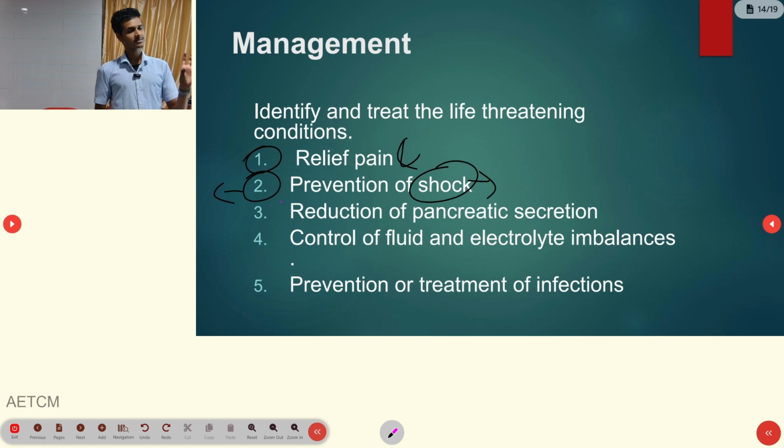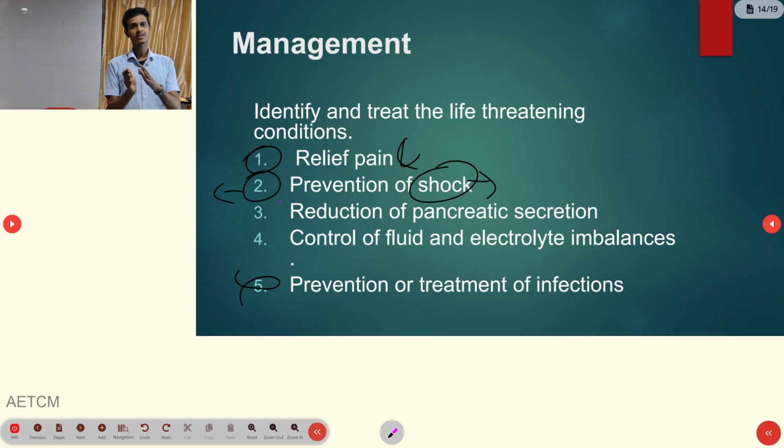And then the fourth one is control of fluid and electrolyte imbalances. For electrolyte imbalance, you have to think about the calcium level. So you should not administer more and more calcium, meaning ringer lactate and some other crystalloids. So we have to control administration. And then prevention or treatment of the infection, that is also mainly in the in-hospital.